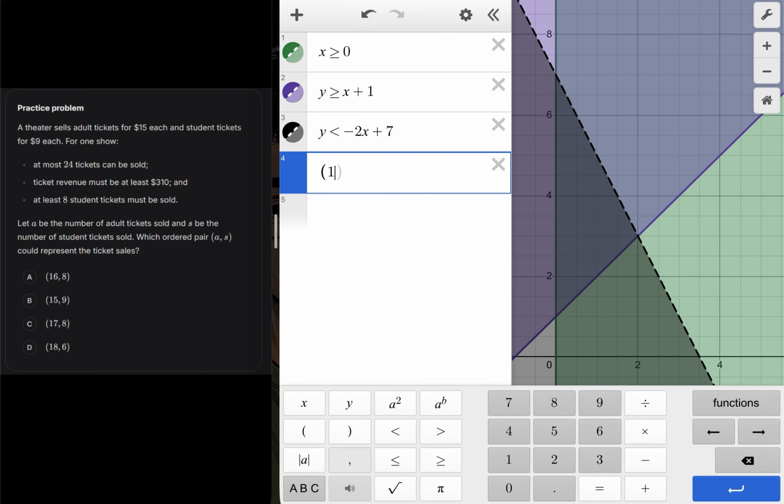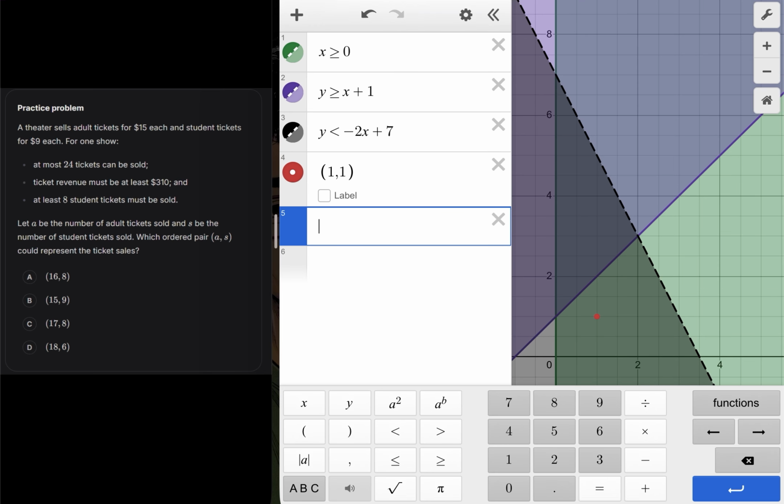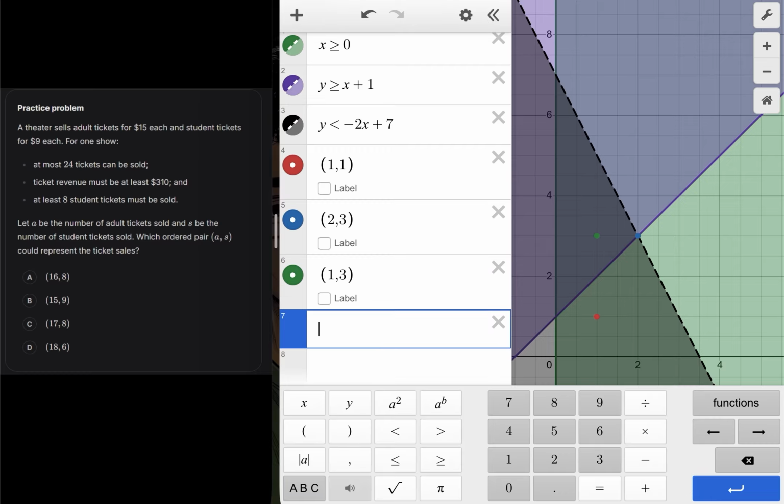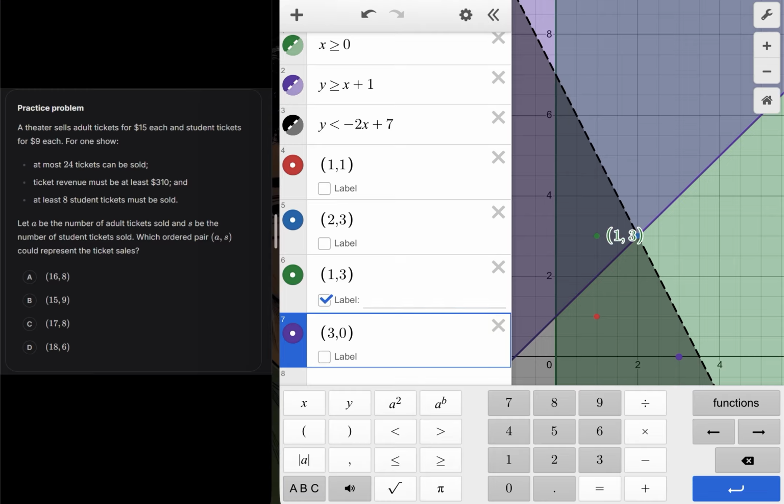So for example, let's say you plug in 1 comma 1. You're given the point 2 comma 3. You're given the point 1 comma 3, and of course, you're given the point 3 comma 0. So you're given these points. So how do you determine which one of these is right? Well, you just got to look at which one lies in the region, right? In our case, it's that point there, 1 comma 3, right?